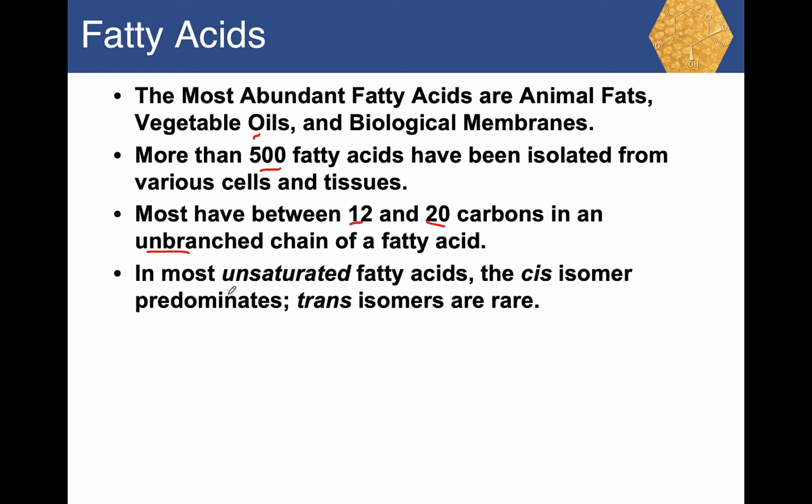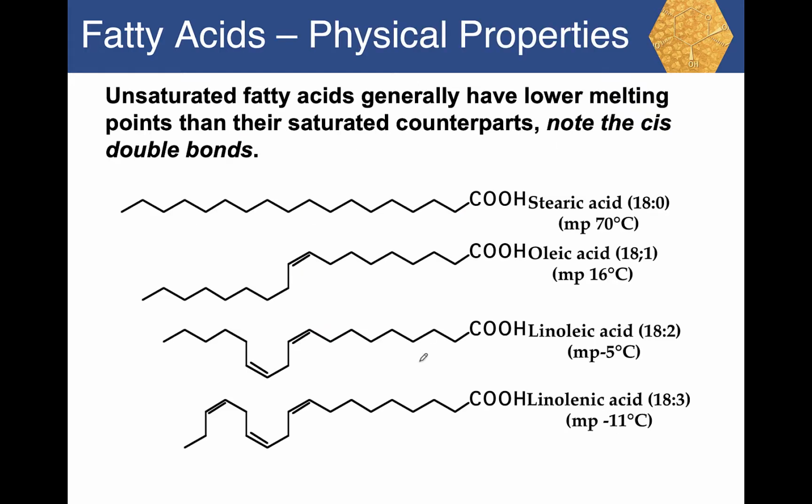Here's a key. Most of the unsaturated fatty acids are the cis isomer. So now again, you should relate our previous knowledge of cis and trans double bonds. So for unsaturated fatty acids, most are the cis isomer and not the trans. We'll see an example of that in a second.